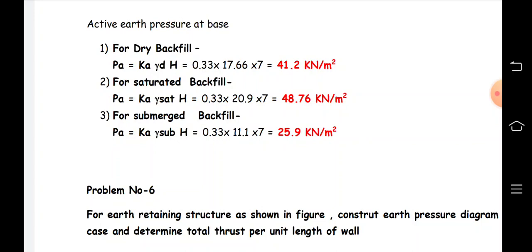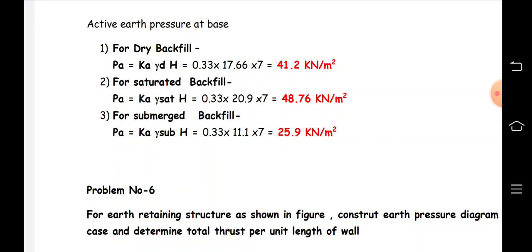And the last one, for submerged backfill, Pa equal to Ka gamma submerged into h. This is for the base only, and if you want to calculate for the total wall, the formula will be 1 by 2 Ka gamma submerged into h square.